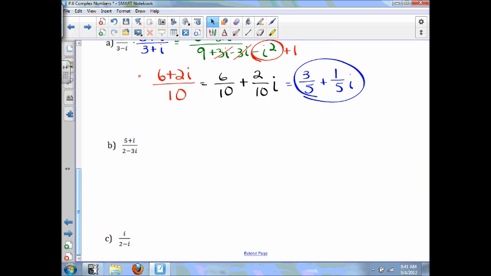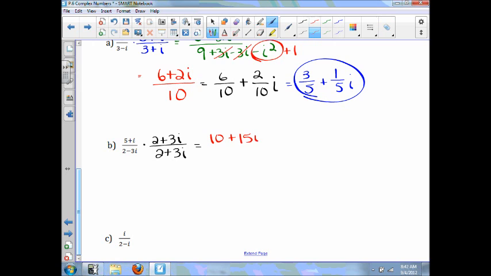Moving on to part B. Again, we're going to multiply by the complex conjugate, 2 plus 3i over 2 plus 3i. Simplifying, we'll have 10 plus 15i plus 2i plus 3i squared.